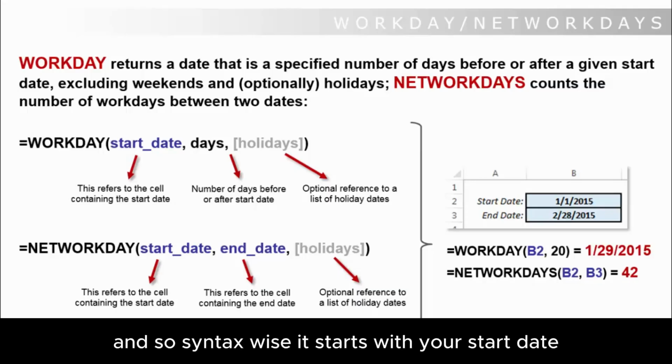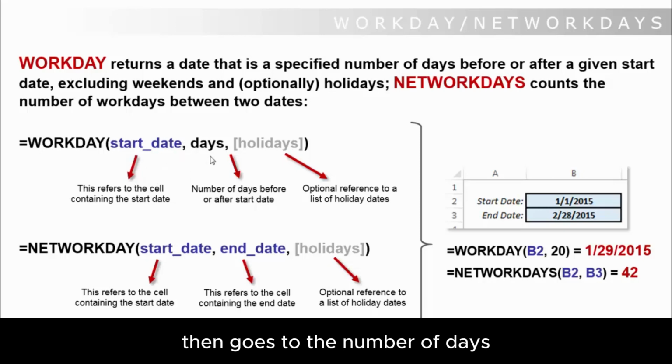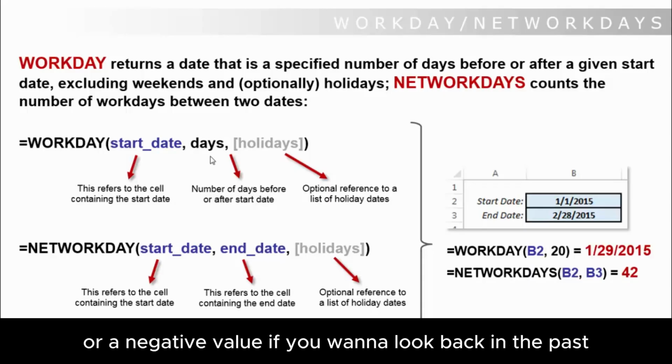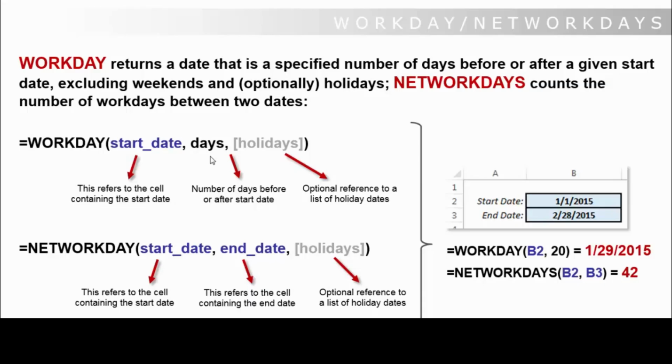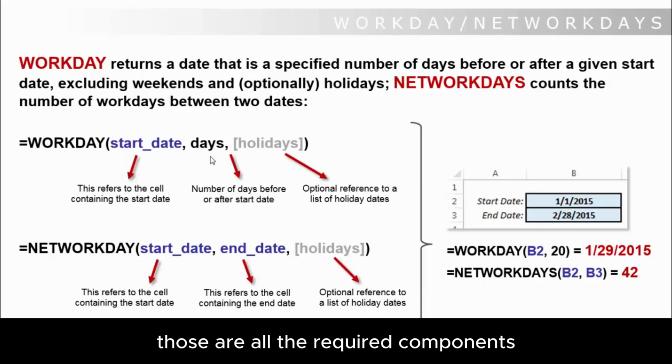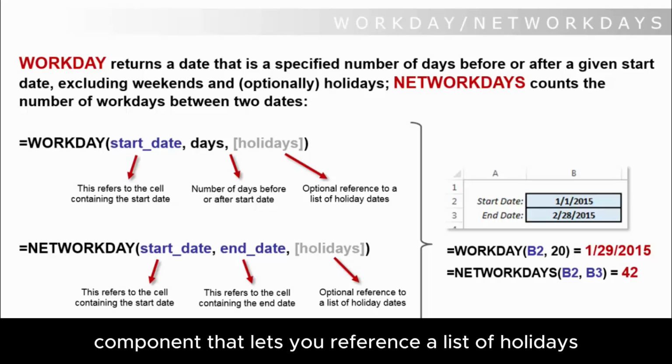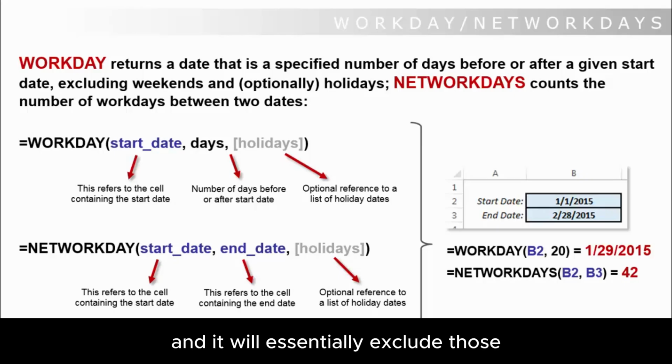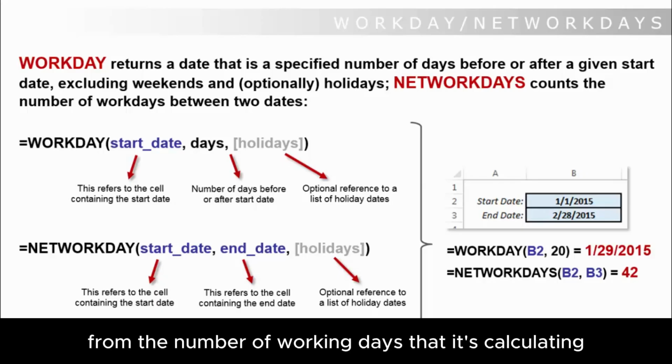And so syntax-wise, it starts with your start date, then goes to the number of days. You can either put a positive value here if you want to look forward in the future, or a negative value if you want to look back in the past. Those are all the required components. There's an optional holidays component that lets you reference a list of holidays, and it will essentially exclude those from the number of working days that it's calculating.